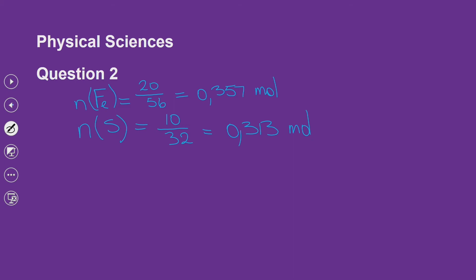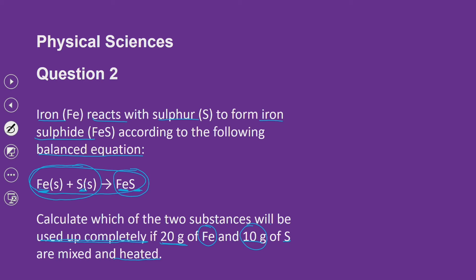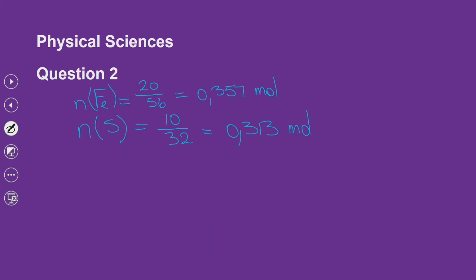Now I quickly want to go back and talk about the mole ratio. You'll see that according to our equation, 1 mole of iron reacts with 1 mole of sulfur, and it forms 1 mole of iron sulfide. So the mole ratio for that equation is 1:1, and it forms 1. What does that mean? If we look at the mole ratio, you will realize what we just calculated is not a 1:1 ratio. Can you pick up that iron is a little bit more than sulfur?